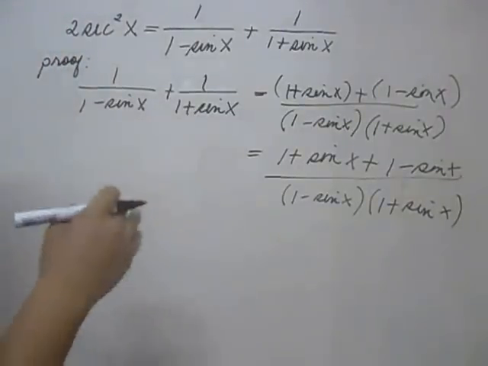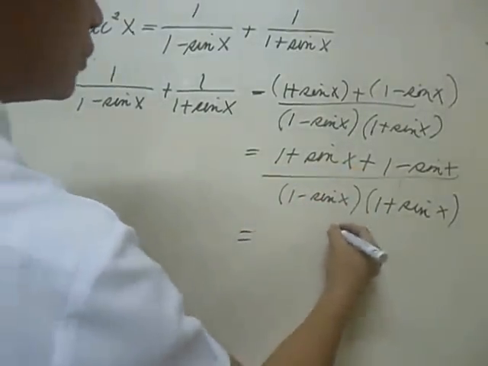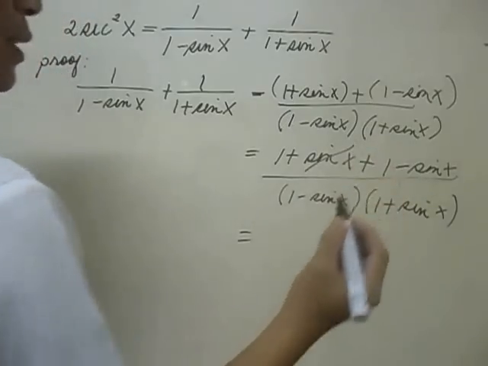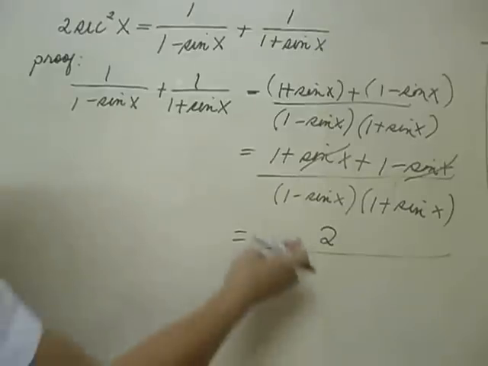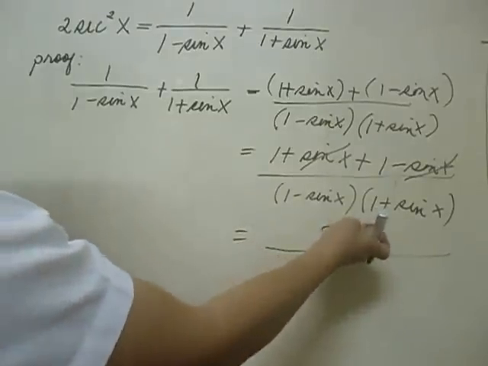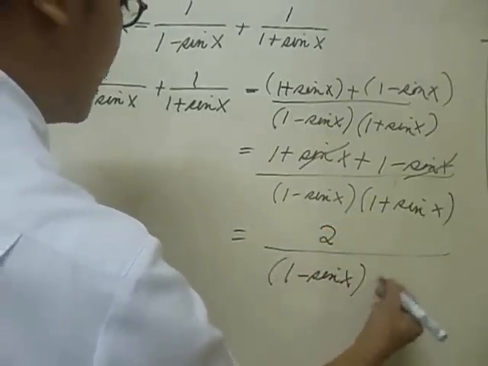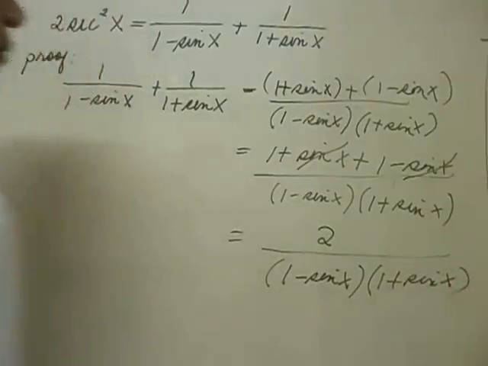Then combine like terms. 1 plus 1 is equal to 2. Then simply cancel positive sine x and negative sine x. What remains is 2 all over the denominator, which is 1 minus sine x times 1 plus sine x.